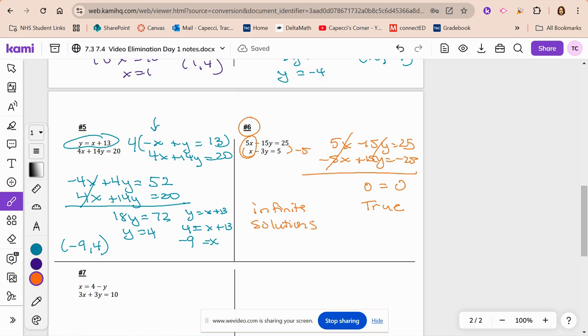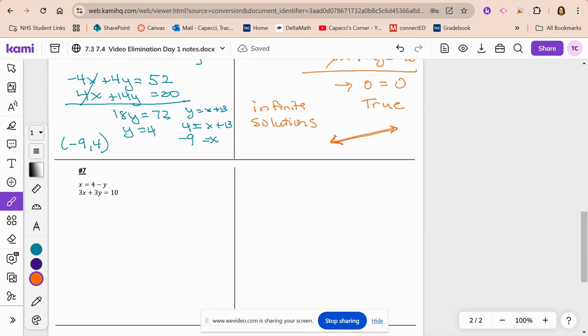And if you remember from our previous lesson, if I have one line and I were to draw another line right on top of it, they're going to touch an infinite number of times. So when it's the same line, that's when this is going to happen, when we get a true statement with no variable.